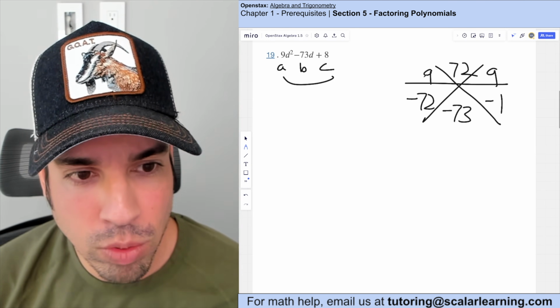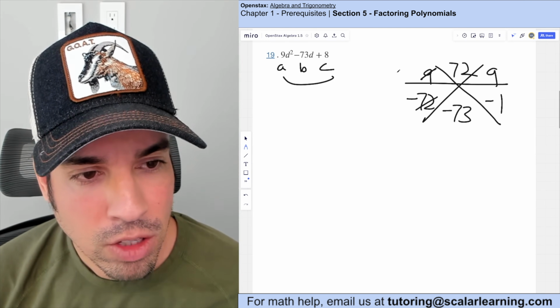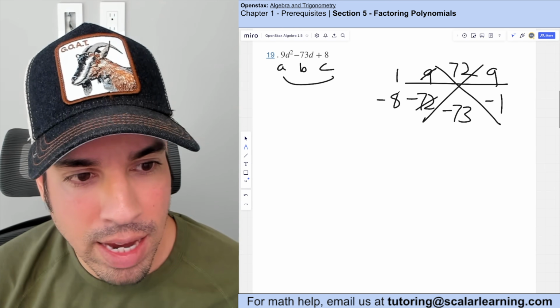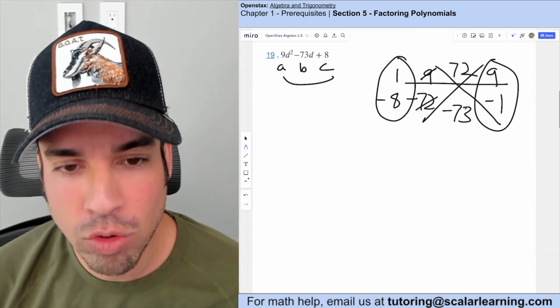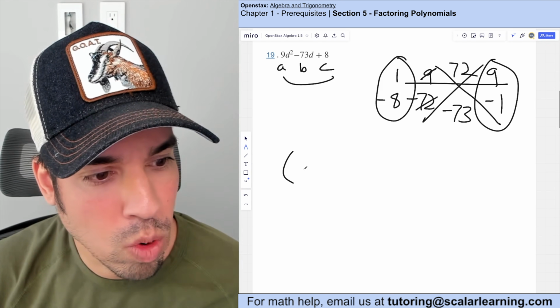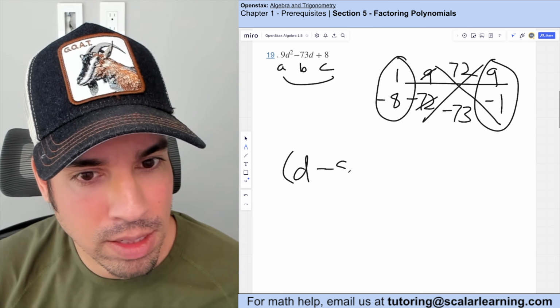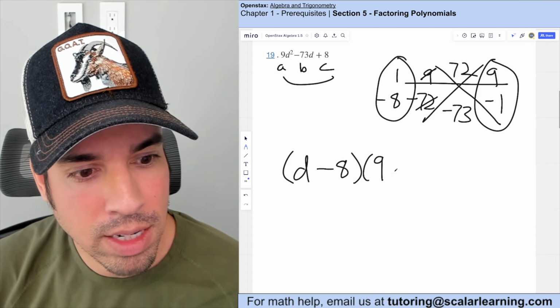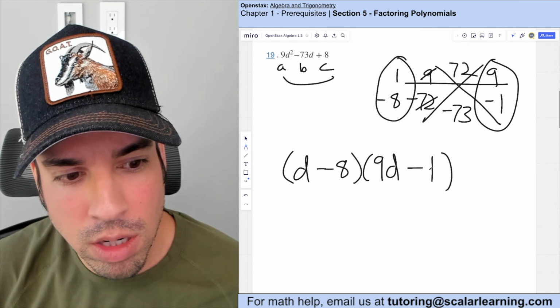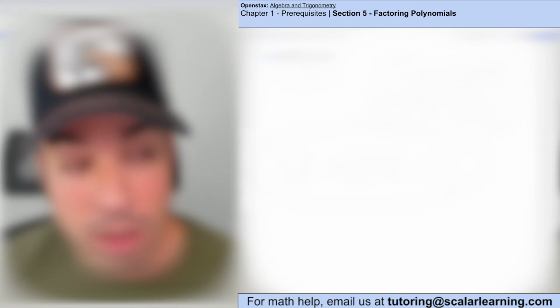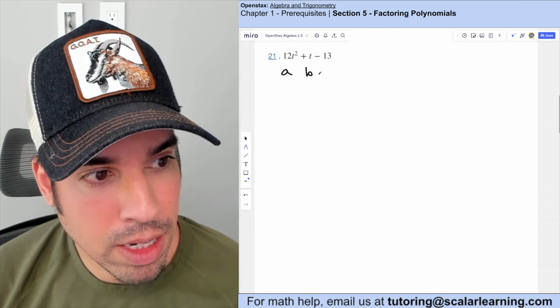Then we're going to reduce. We're going to divide these two by 9. So we get 1 and negative 8. And here are our two binomials. So we've got 1d, or just d, minus 8 times 9d minus 1. Boom, done.